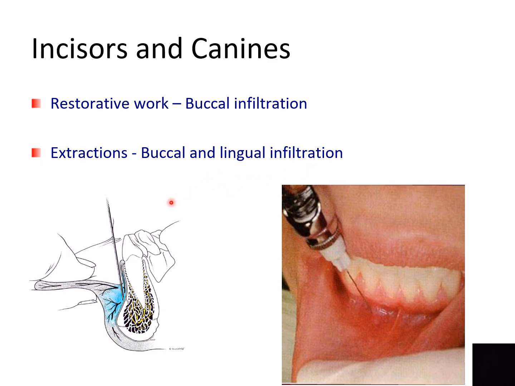And when providing infiltration, the principles are similar. You align your injection needle along the long axis, parallel to the long axis of the tooth, and insert the needle for a few millimeters into the soft tissues close to the root apex of the tooth, just shy of the mucobuccal fold, and inject about 0.5 mils of local anesthetic solution.